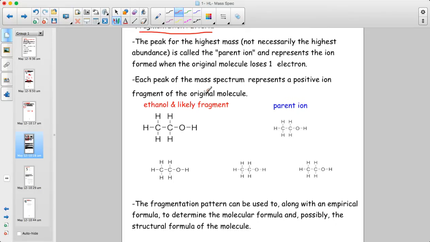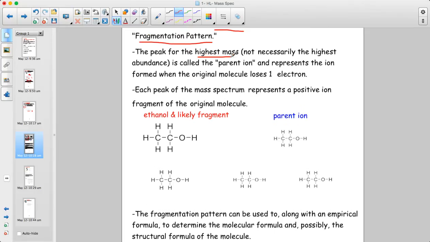The peak that you'll see in the readout that has the highest mass, but again, not the abundance. We don't really care about the abundance. The peak with the highest mass is called the parent ion. And that represents basically the original molecule with just one electron lost. And so the heaviest peak that you see in there is basically the molar mass, the molecular mass of the substance, where all it's lost is one electron. So it still has the mass of the original molecule. And then you can predict what other peaks might show up in the spectrum based on the structure.